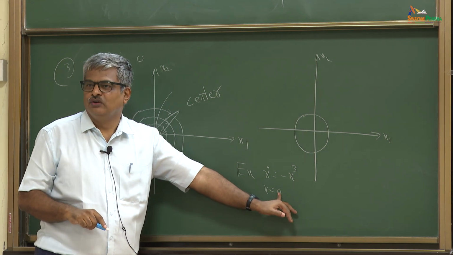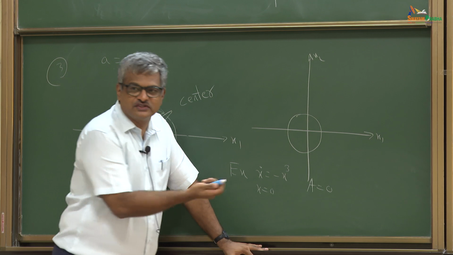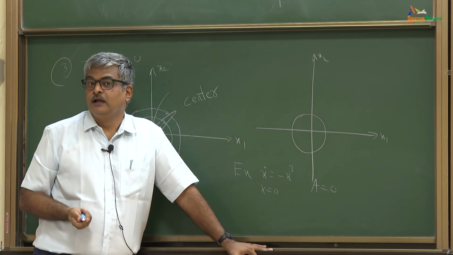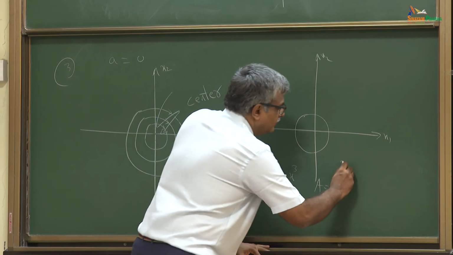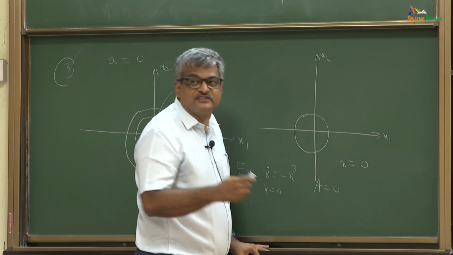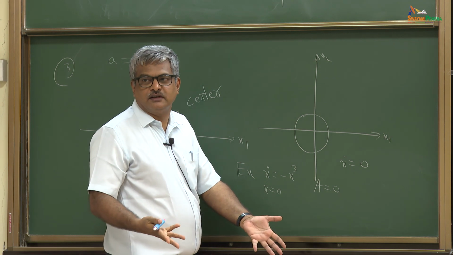Linearization, A is 0, right? The A matrix is 0. This is first order, so the eigenvalue is 0, right? Now, for the linear system, what does that mean? It means x is a constant. So whatever initial condition you give, it will stay at that, right?